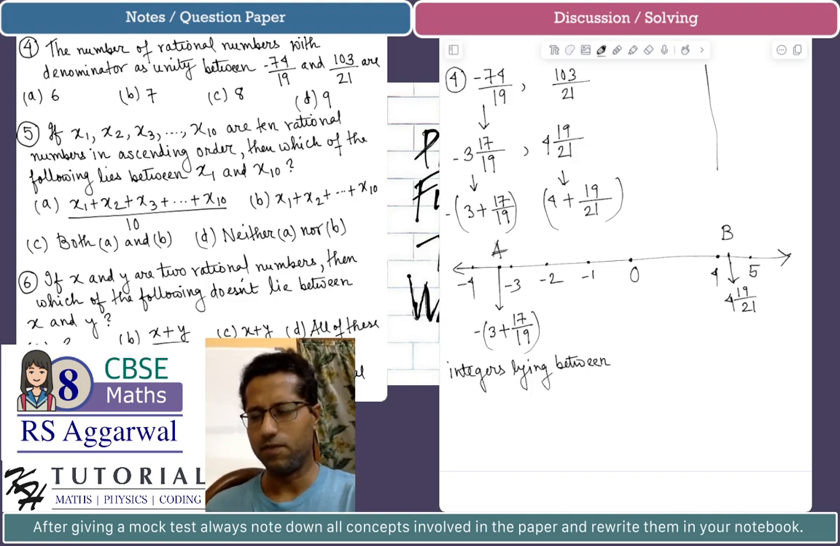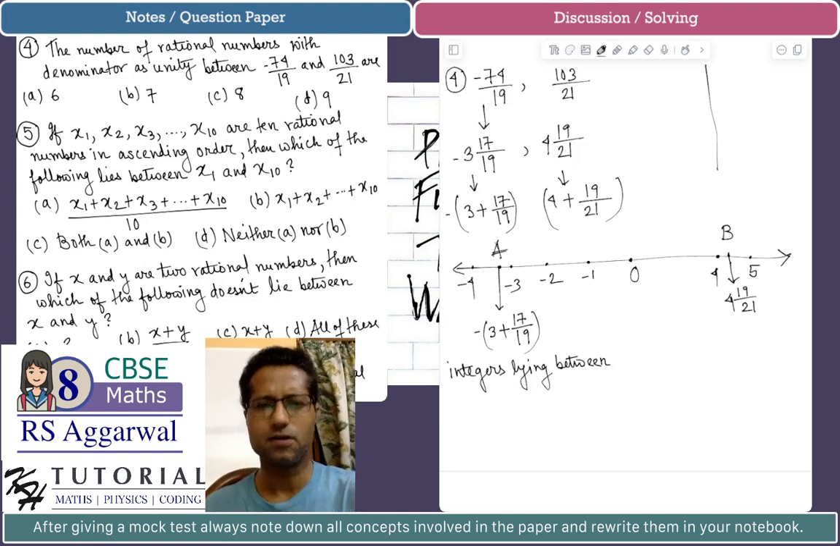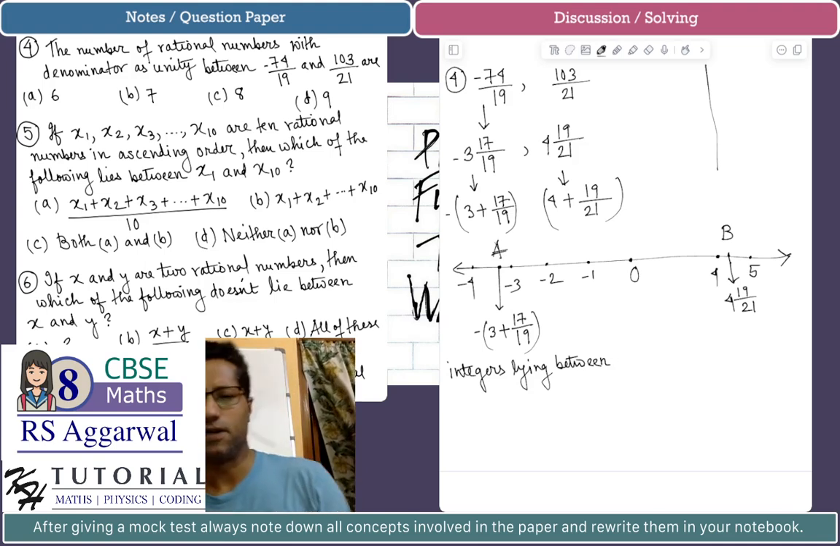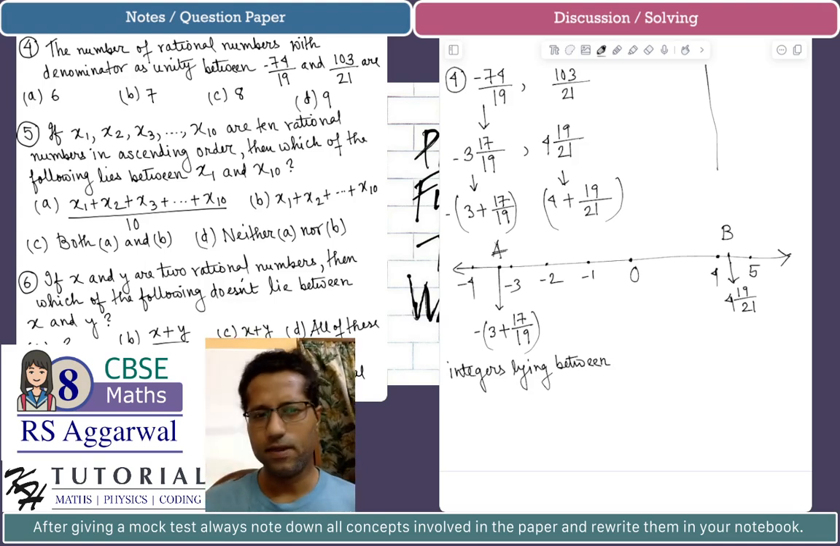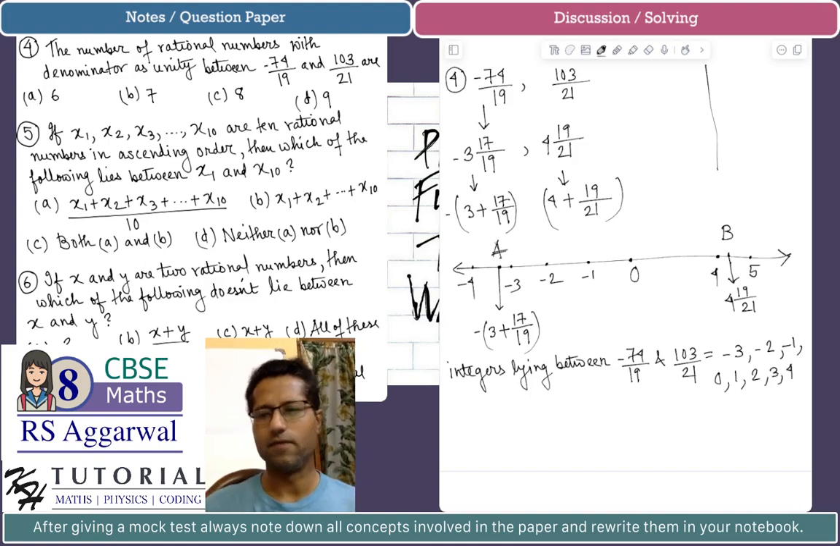In a rational number of the form p/q, if q becomes unity, then it becomes p. And what is p? p is an integer. So any rational number with denominator unity is nothing but an integer. Integers lying between -74/19 and 103/21 will definitely be -3, -2, -1, 0, 1, 2, 3 and 4. It will not be 5.